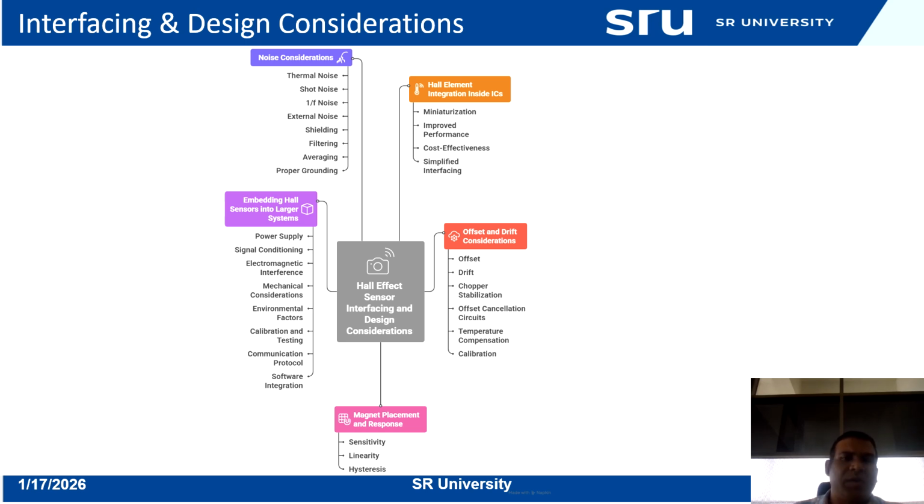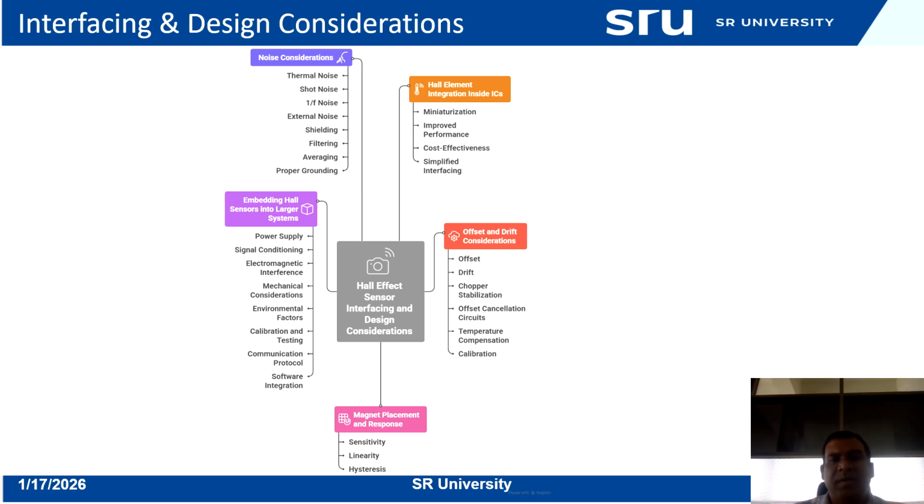magnet placement and response. The placement of the magnet relative to the Hall sensor significantly affects the sensor's response. The magnetic field strength and direction at the Hall element's location determine the magnitude and polarity of the Hall voltage. The first one is sensitivity. Sensitivity is maximized when the magnetic field lines are perpendicular to the Hall element. Then linearity: the sensor response is most linear when the magnetic field strength is within a certain range. At high magnetic field strength, the Hall voltage may saturate.